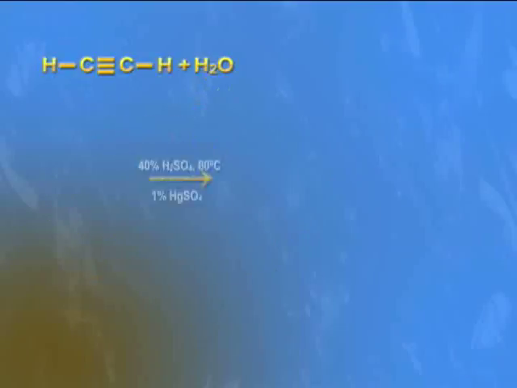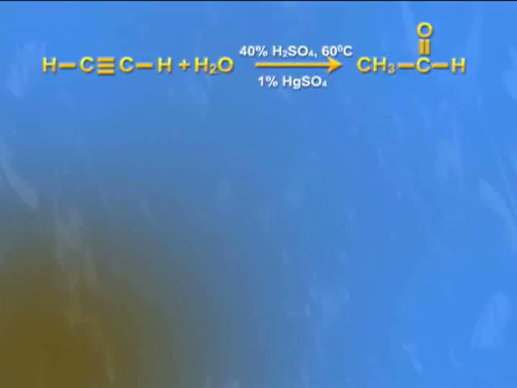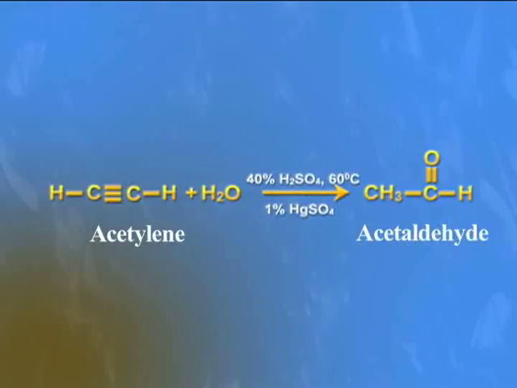Acetaldehyde is obtained by passing acetylene through an aqueous solution of 40% sulfuric acid and 1% mercuric sulfate at 60 degrees Celsius. Here is the mechanism of the equation. This reaction is an example of an electrophilic addition reaction.